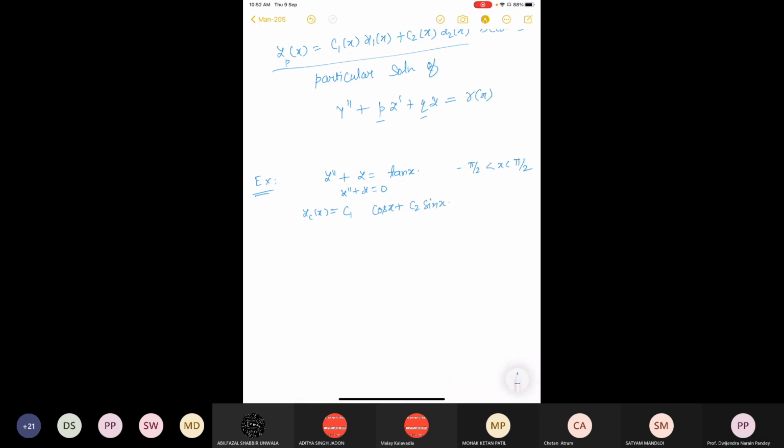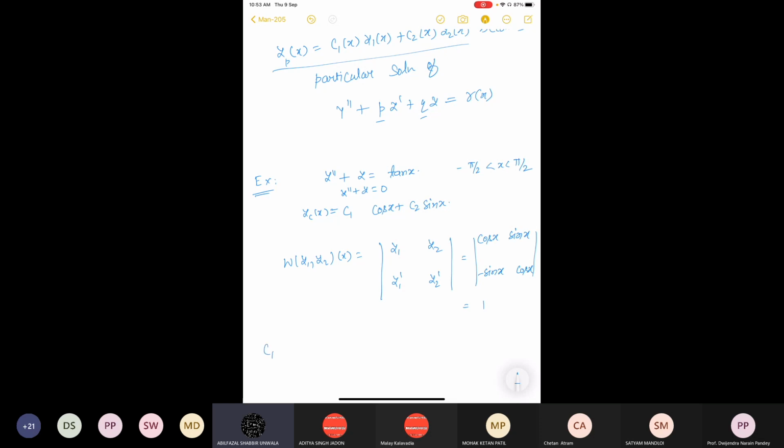Then what is the Wronskian of y1 and y2? It is the determinant with rows y1, y2 and y1 dash, y2 dash. So it is cos of x, sin of x, minus sin of x, and cos of x. What is this value? Yes, it is 1.